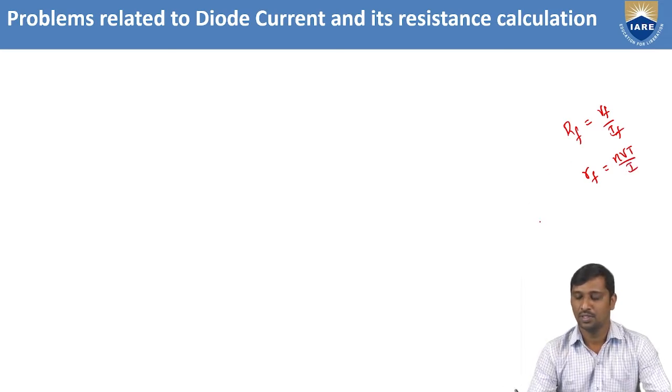Again, we know that the diode current equation is represented as I equals I naught into e power V by eta times Vt minus 1, where I is the diode current, I naught is the reverse saturation current, V is the voltage across the diode, eta is a constant, and Vt is the thermal voltage. A diode is constructed with either silicon or germanium. If the diode is constructed with germanium, we consider eta is 1. If it is constructed with silicon, we consider eta is 2.